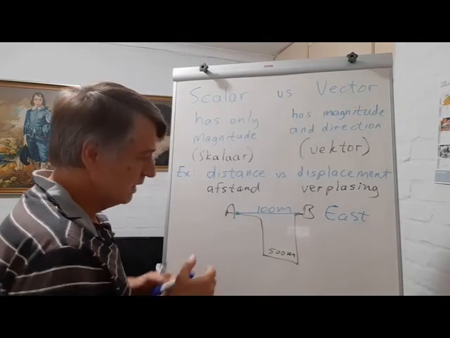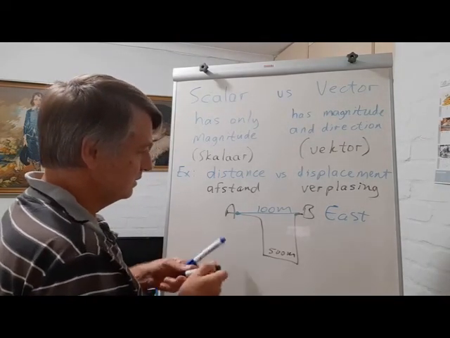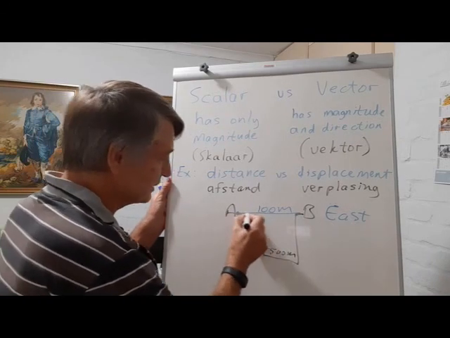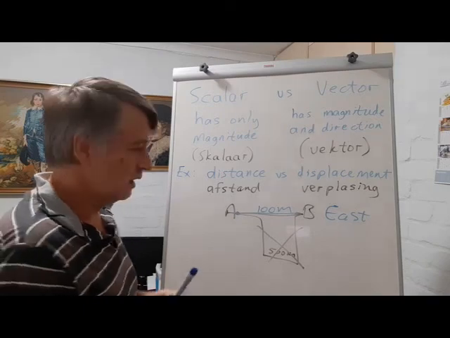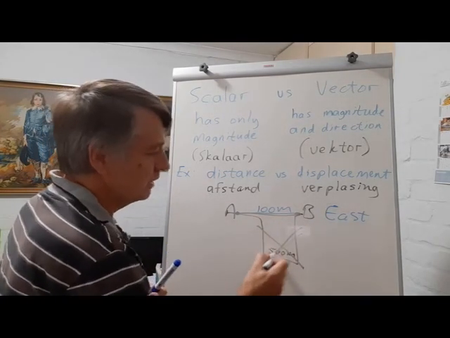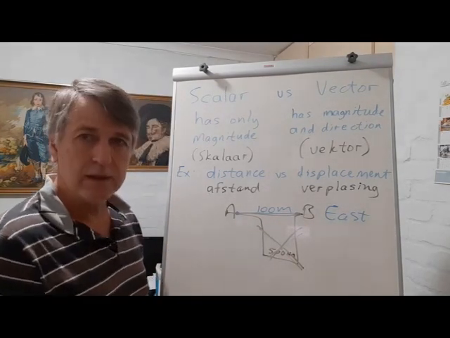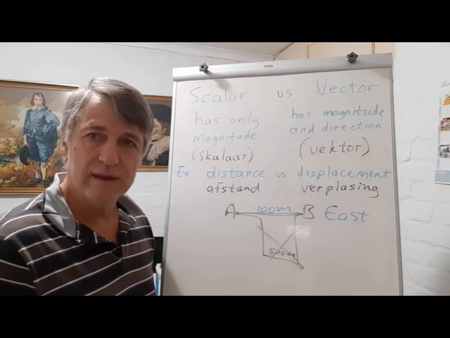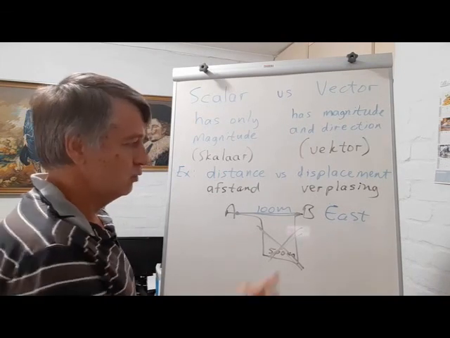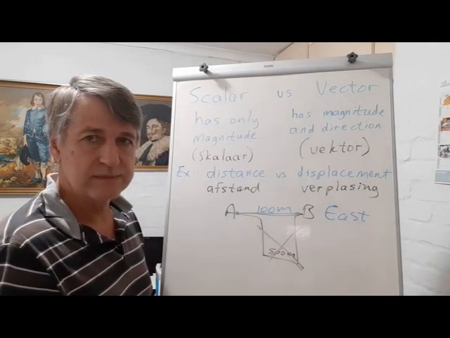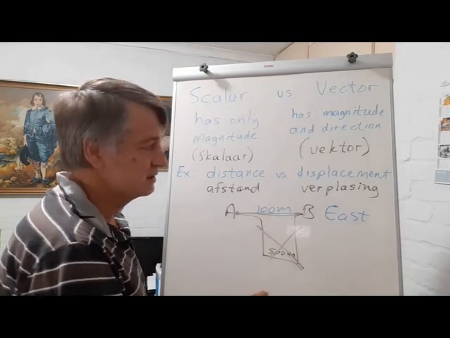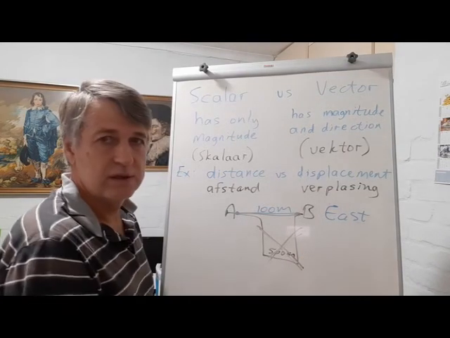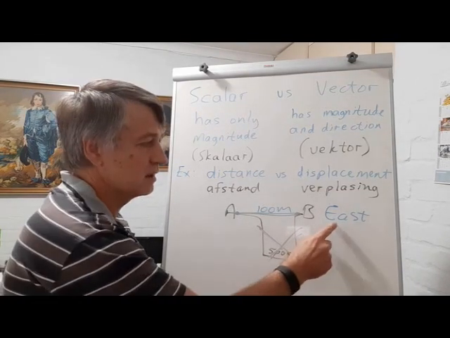So in other words, if for some reason you did walk this, as you did not walk a detour, as you wel hier kon gestap het, en nie ompad gestap nie, then the magnitude of both would be 100 meters. Okay, dan is die grootte van beide 100 meter. But the vector still has got direction. Die vector het steeds nog rigting by.